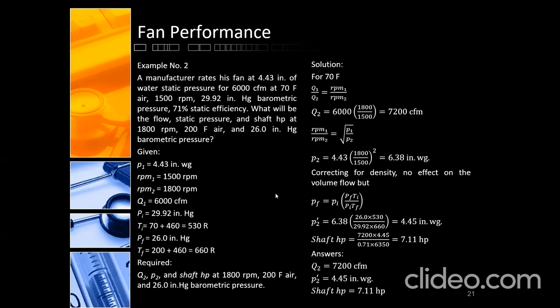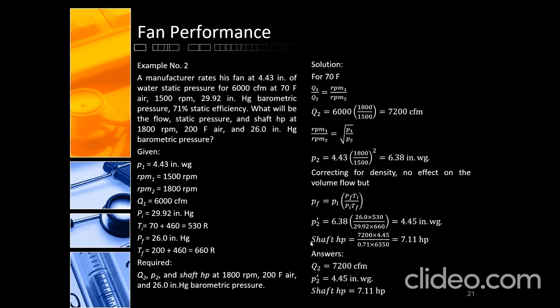So, same on volume. So, P sub F is equal to P sub I times T sub I over T sub F. So, itong P sub F, tawag natin P sub 2 prime, is equal to 6.38 times, kasi yun, 2 mo yan eh, times 26 times 530 over 29.92 times 660 is 4.45 inch water gauge.